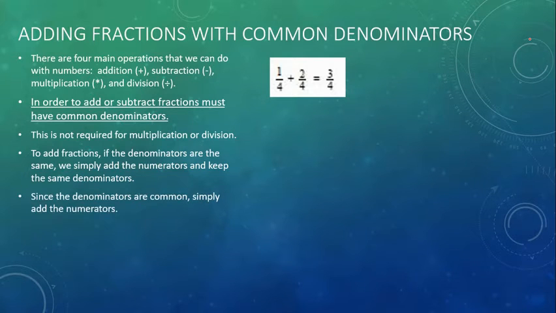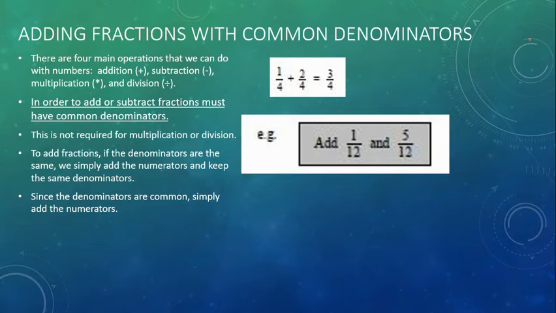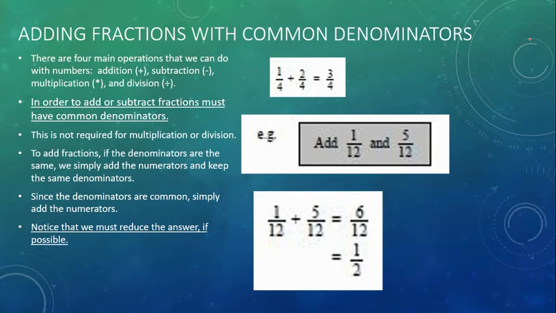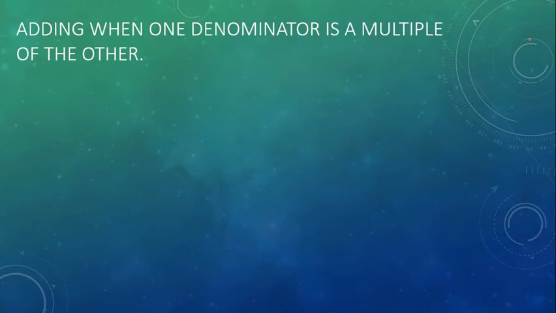Since the denominators are common, we're just simply adding the numerators. Notice with 1/12 and 5/12, if we add them together, we get 6/12, which then we can reduce. So you do have to still reduce.